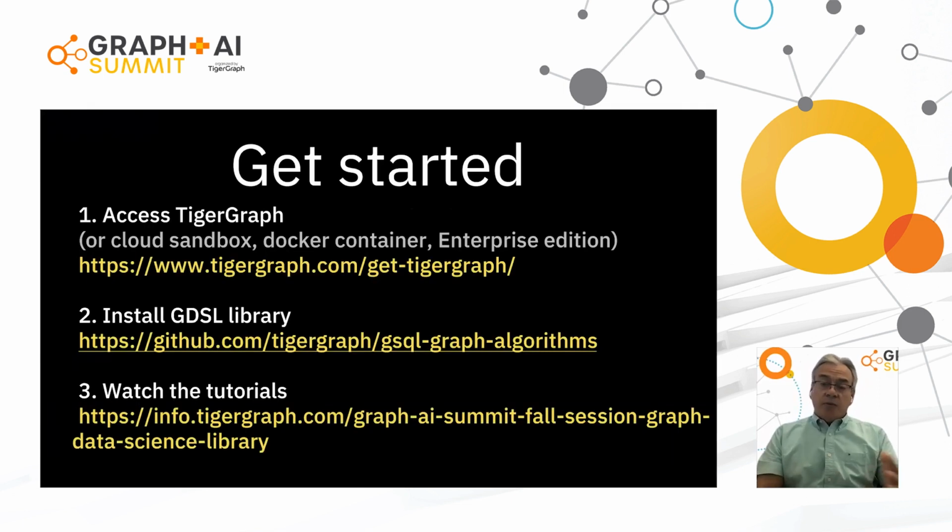So now, if you want to try some of these Graph Data Science libraries to get you started, you can use TigerGraph either on the cloud sandbox or install it local as a Docker container, or use the enterprise edition. So here's a link, and then you can install the open source library, GDSL, from the TigerGraph GitHub repository. And I encourage you to look at some of the tutorials available to learn more about graph data science.